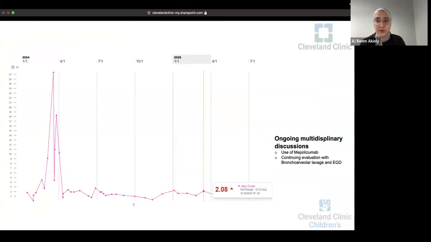Now, there are ongoing multidisciplinary discussions with this patient, especially with continuing the evaluation with pulmonology and considering bronchoalveolar lavage and EGD, given that the eosinophils are still markedly elevated at this point. And then the other thought that the teams discussed was to consider targeted therapy with monoclonal antibody against interleukin 5, which is mepolizumab, if the eosinophils proved that they would rebound or that the counts would worsen.